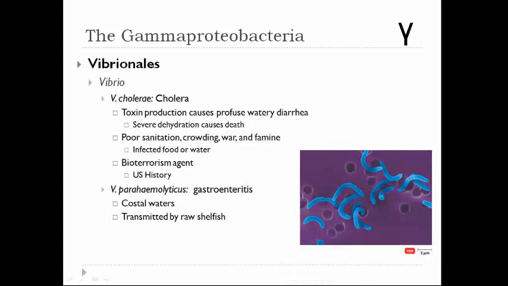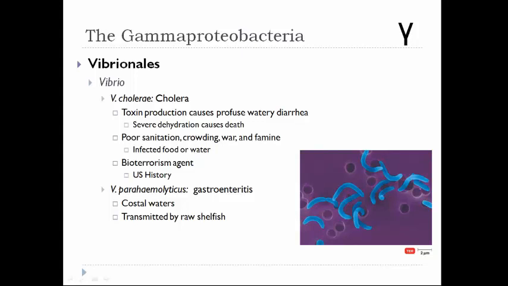Now here are Vibrio, and Vibrio cholerae is an example of this grouping. It is an organism that can produce toxin. It is found in poor sanitation areas during war or famine. It can infect both food and water. And it is a bioterrorism agent, and it has actually been used as a bioterrorism agent in the United States.